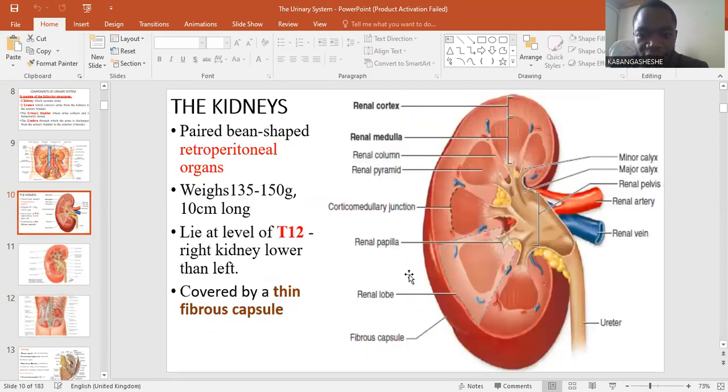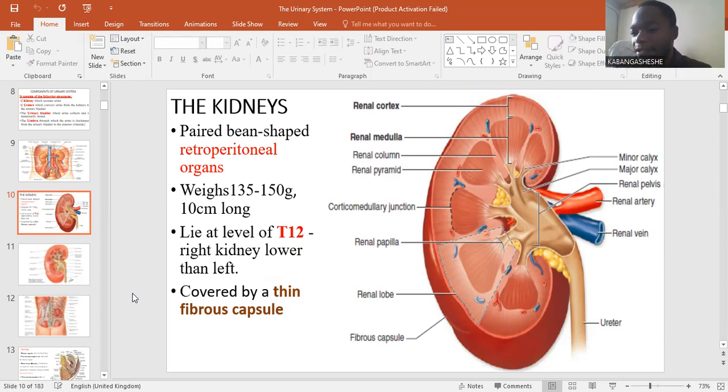Then in addition to that, we are saying the kidney is covered by a thin fibrous capsule. So the renal capsule is fibrous in nature. If you're examining a kidney that is harvested from a subject, you see that on the surface, the kidney appears shiny, as shown here. So that is the fibrous capsule.